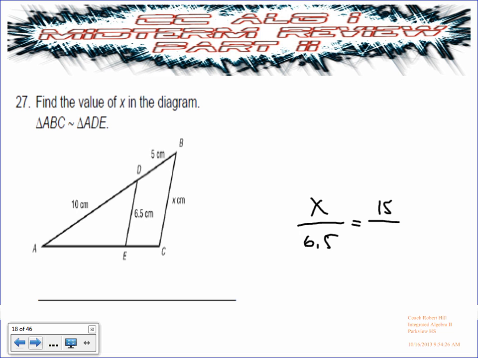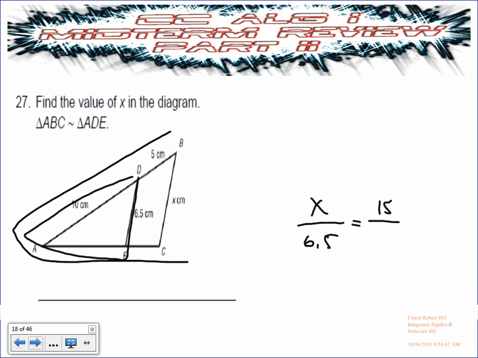10 and 5. That's right. You got to add those 10 and 5 together. X is the side of a triangle, guys. It's the side of that big triangle, ABC. So this side is 15, and you're looking for it comparing to that shorter triangle. This is the smaller triangle. This is the bigger triangle.